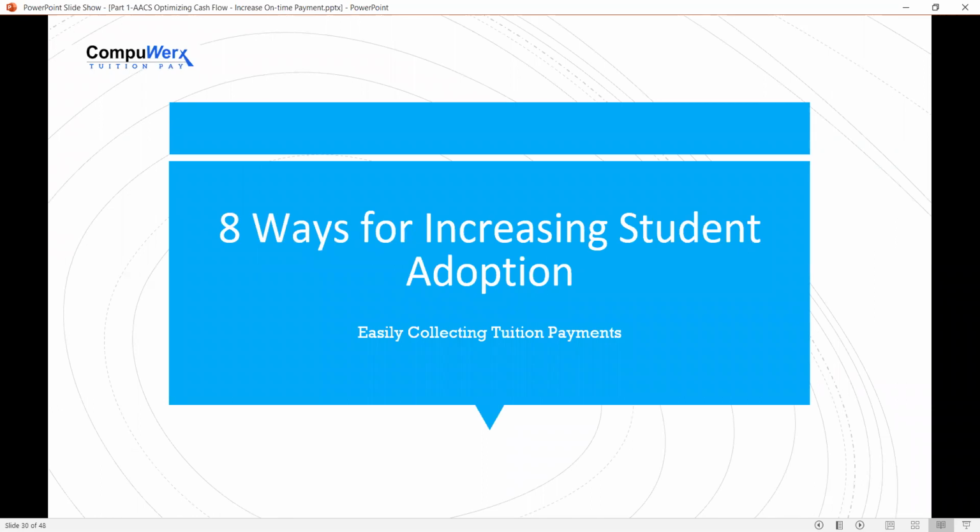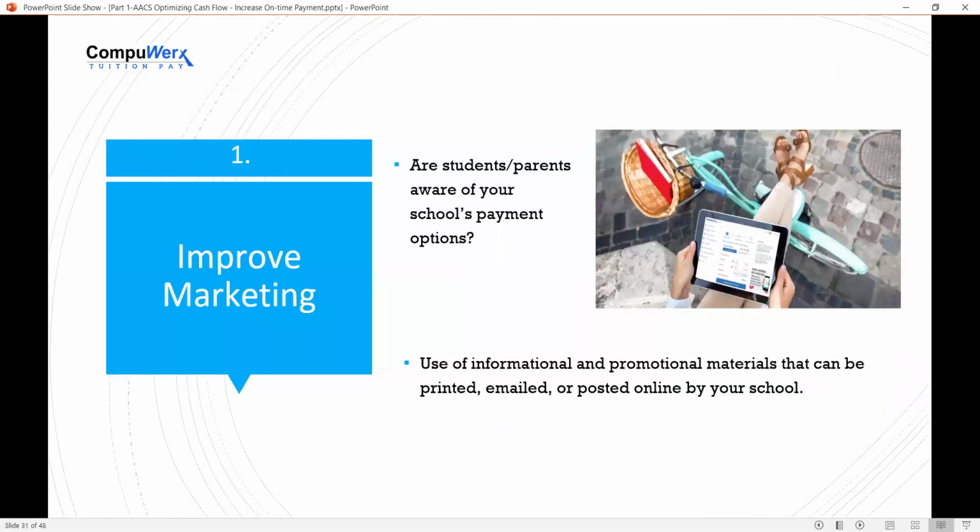Okay, we have 8 ways to increase student adoption, and that would ease the collection process for the school. As we all know, no matter how wonderful a program is, if you don't promote it, nobody knows about it, and it doesn't do anything. Same thing with payment plans. You have to let your students know there are payment plan options with their payment.